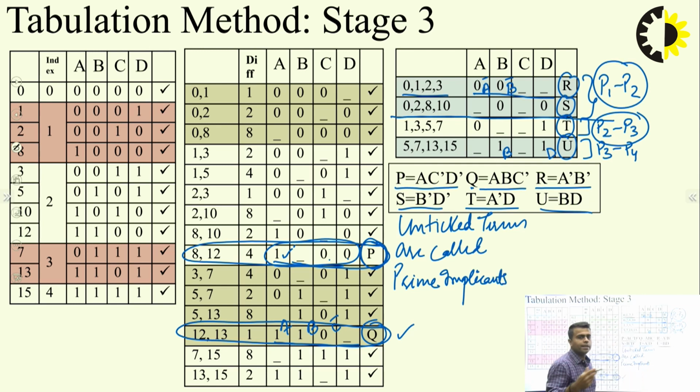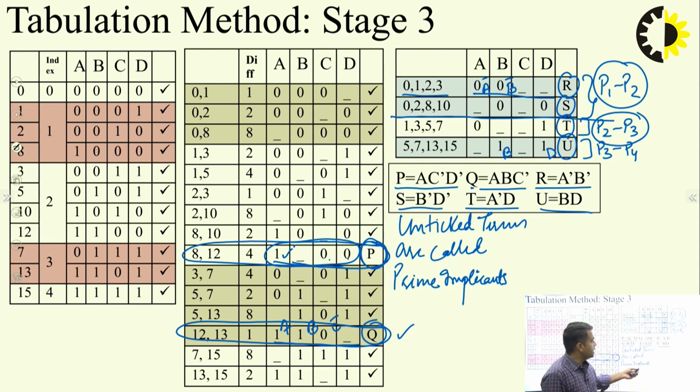Prime implicants are identical to the groups in the K-map. So any group which can be formed in a K-map is a prime implicant. Now, out of those groups, we need to check which group is required and which group is not required. That is the same in this tabulation method as well.